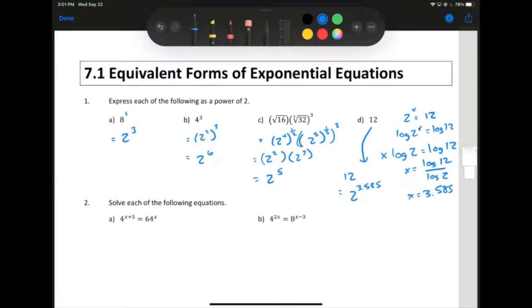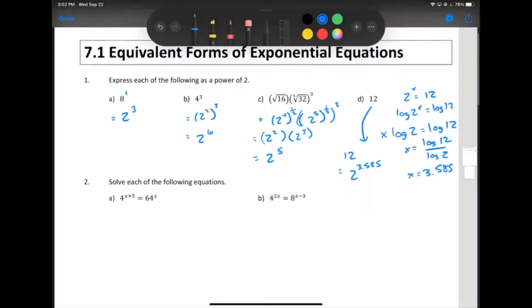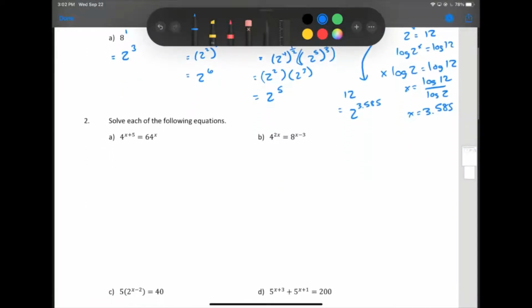In part A, we changed an 8 to the exponent 1 to a 2 to the exponent 3. We changed bases by modifying the exponent. And then we did 4 to the power of 3 is the same thing as 2 to the power of 6. Change the base, modify the exponent. And that's going to let us solve a lot of problems if we could change everything to the same base and then just play with exponents. So let's solve a question like number 2. And these are ones that we could do graphically, but we're actually going to do by hand because they're not actually that bad.